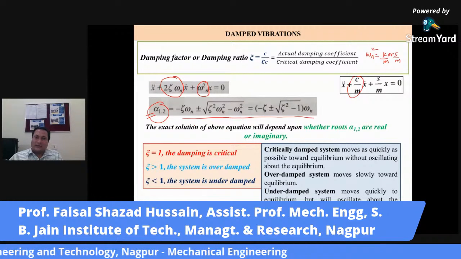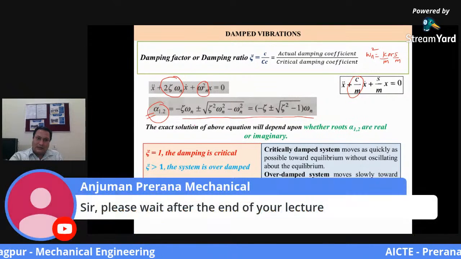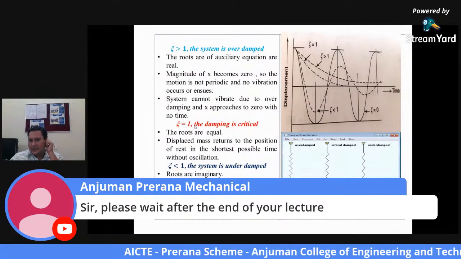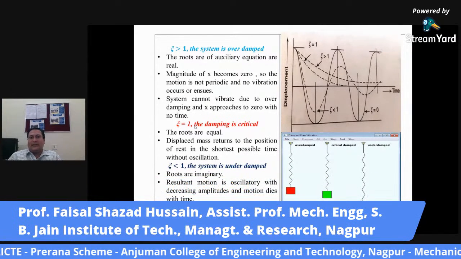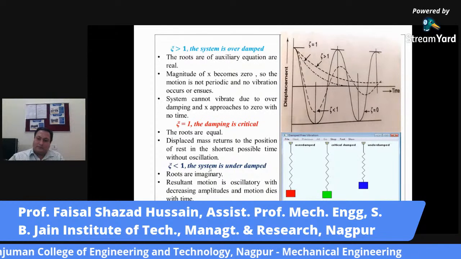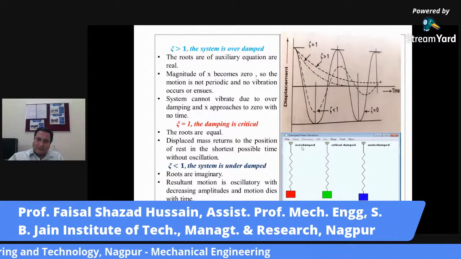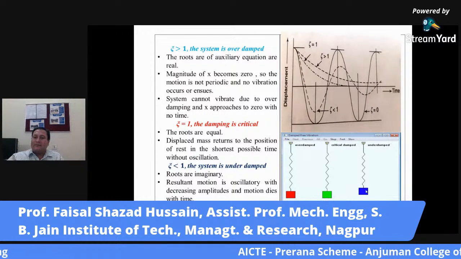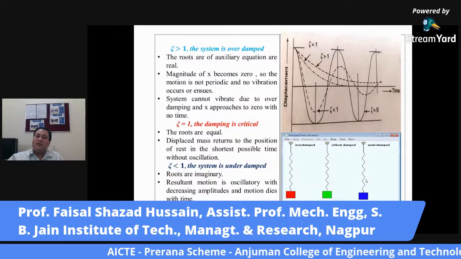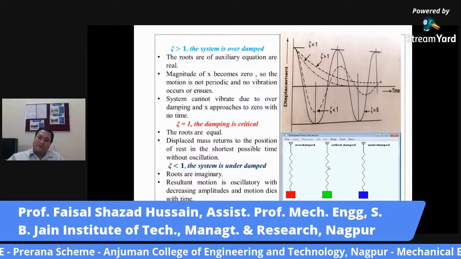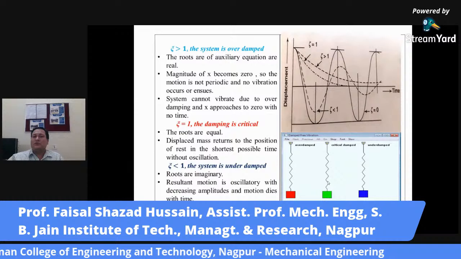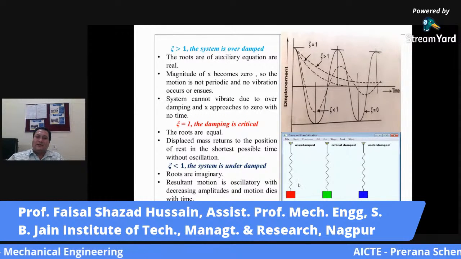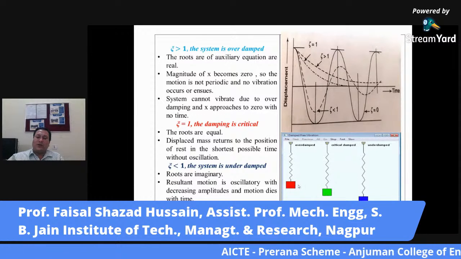Okay. So let us project some more light on this damping factor concept. So we will move to the next slide. Here see, in this video you can see an overdamped system. This is your overdamped system, this is your critically damped system, and this is your underdamped system. So see, in the underdamped system, slowly the system is coming to rest. In the critically damped system, in the shortest possible time, the body comes to rest. And in the overdamped system, the body comes to rest and the motion is not periodic.